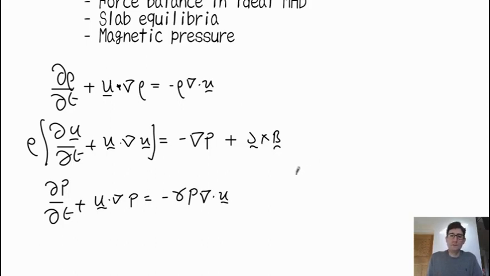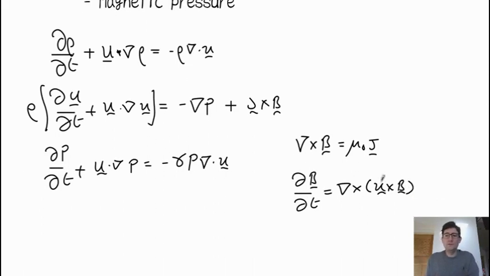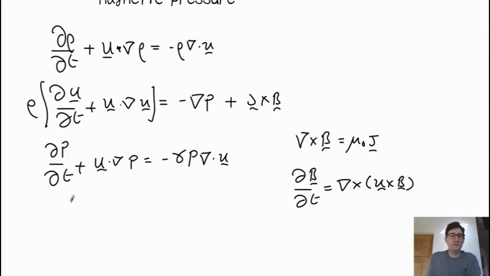So we have curl of B gives us mu naught J, and then the magnetic field is evolved in time with this dB by dt is curl of u cross B. So the induction equation gives us evolution of magnetic field. Ampere's law gives us current. And then J cross B gives the Lorentz force. And this is a closed set of equations, so the ideal MHD equations.